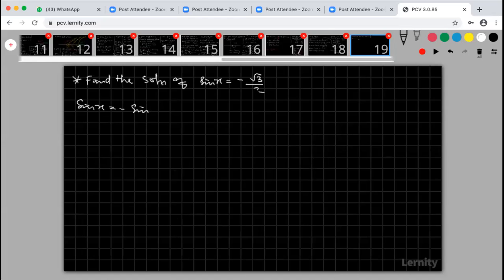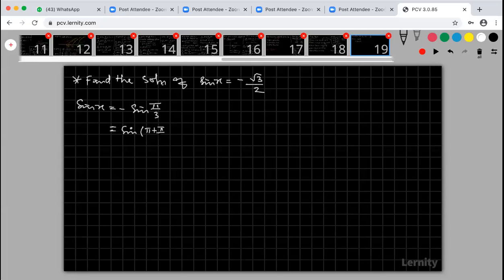What is actually root 3 by 2? Sine of which angle is root 3 by 2? That is sine of 60 degrees, sine π/3. But here a minus is there, and this minus can be written as sine of minus π/3. But don't write this. I think this problem was already discussed in the previous class. Don't do that with the minus, because that is not a principal solution. So I am going to write it as π plus π/3.